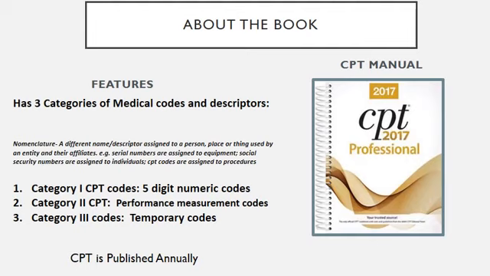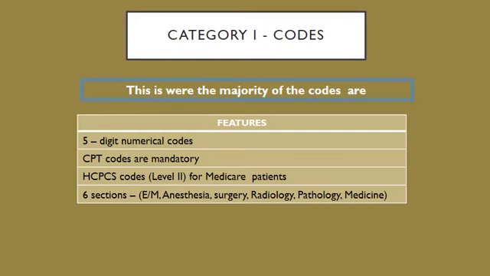The Category 1 codes are 5-digit numeric codes that we've just looked up. Category 2 codes are performance measurement codes. We'll talk a little more about those in the subsequent screens. And Category 3 codes are temporary codes. Those are self-explanatory. All right, let's get to it.